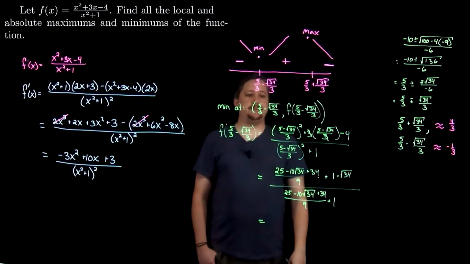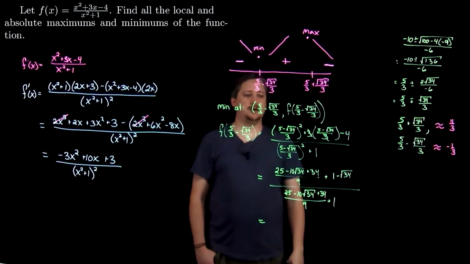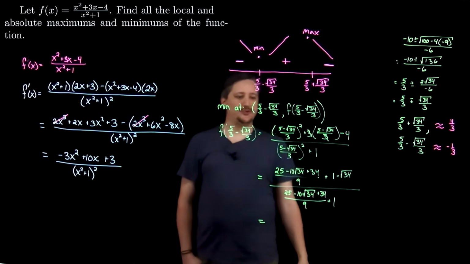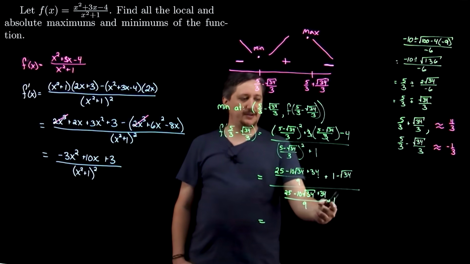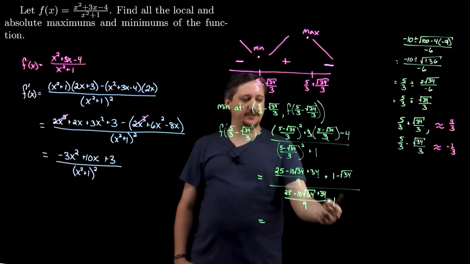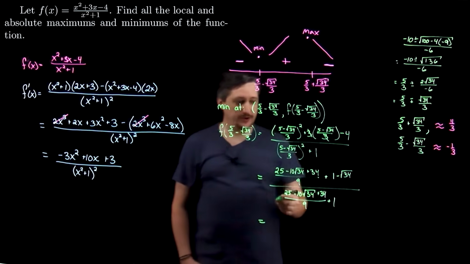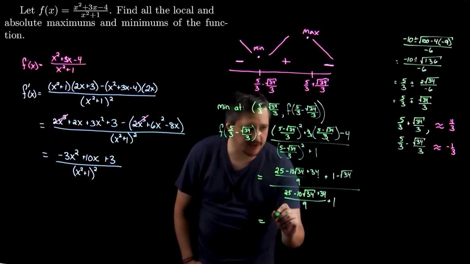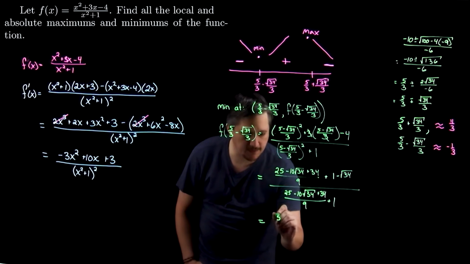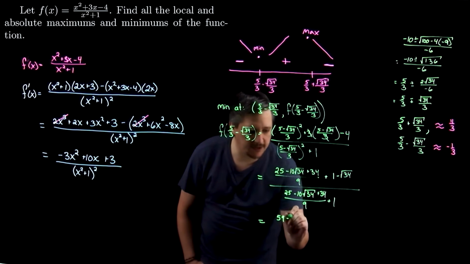Oh boy. All right. So then I'm going to do a little tricky thing here where I'm going to multiply everything by 9 because that'll clear out those 9s, but that means I also have to multiply these things by 9. So if I do that, I'm going to get 25 plus 34, so I'm going to get 59 minus 10 root 34.